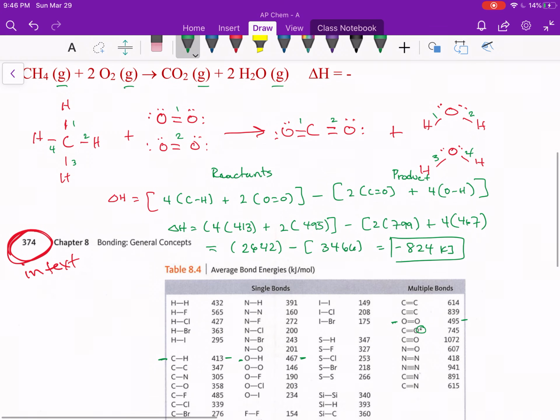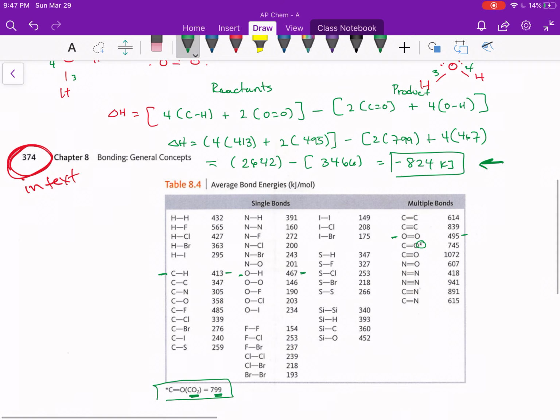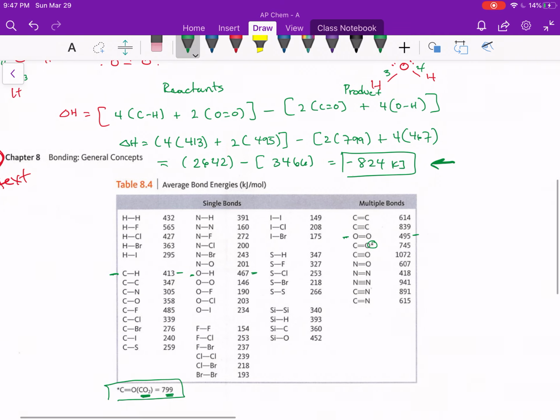Because of that, bond enthalpies will give us a rough estimate. Heats of formation are much better for predicting and actually calculating what the enthalpy change will be for a reaction. Bond enthalpies are good, but they'll give you that general sense. So that's what we can do, and that's how we use it.